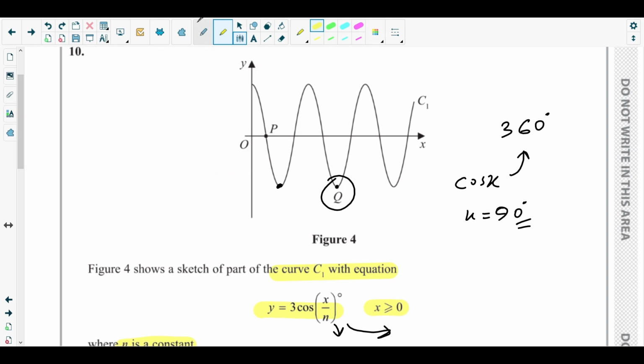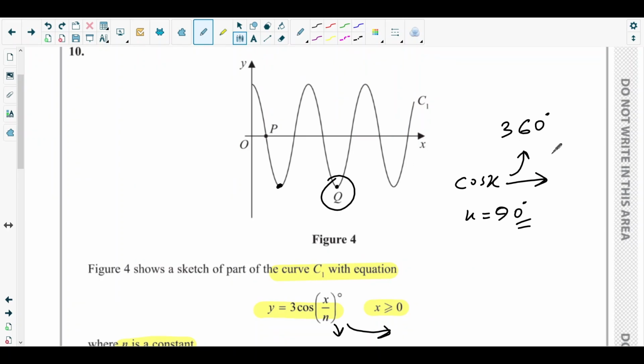So we can see that point Q is the second minimum point on the curve C1. So let's consider what the x coordinate of the second minimum point is in the graph of cos x. So cos 0 degrees is 1, 90 degrees is 0, 180 is minus 1, 270 is 0, 360 is 1, and then 450 is 0, and 540 is negative 1. So at x equals 540, the second minimum point on the curve of cos x happens.